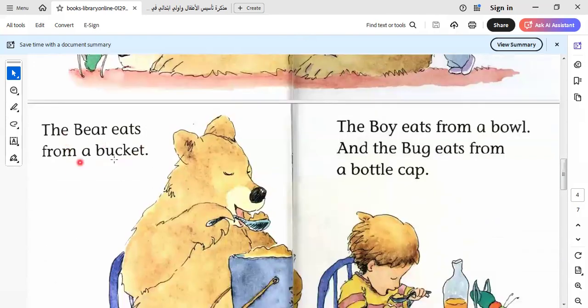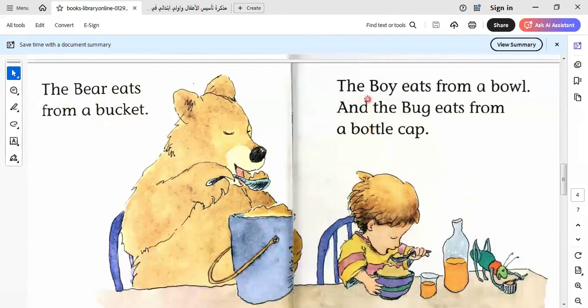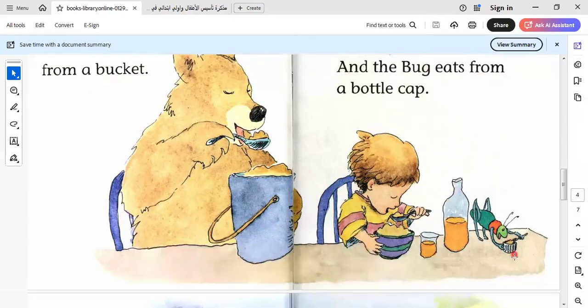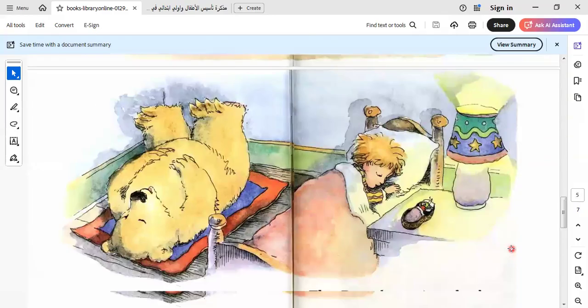The bear eats from the bucket. This is a bucket. The boy eats from a bowl like this, and the bug eats from a bottle cap like this.